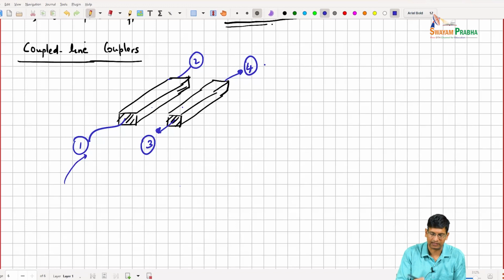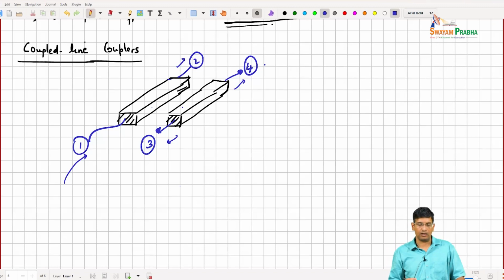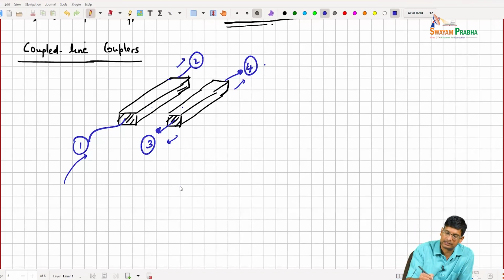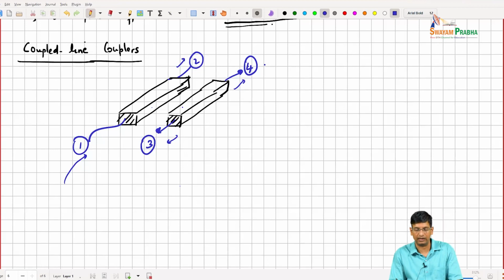So if I inject some signal here, I'd expect to see some signal here, some signal here, and some signal here, right? Because these two lines are running together. So what we can actually do is control that coupling between these two lines to build several useful circuits, right? The way that we usually think about these coupled line circuits is in terms of their impedance when you drive them in odd mode and even mode, right?